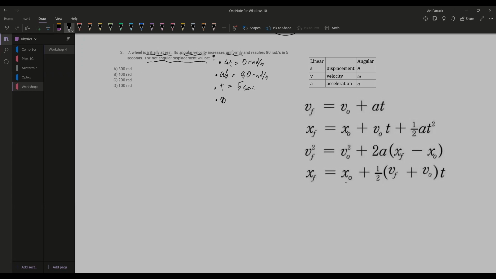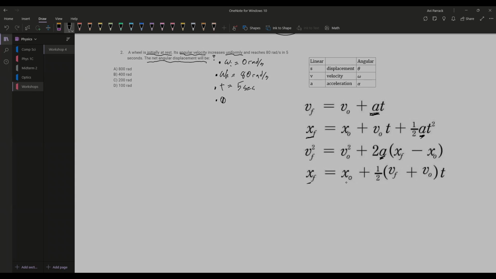I see this one's good, except for acceleration, we don't have, right? We could maybe find acceleration. So this might be okay, but let's see if there's one that's even more direct. This one tells us XF, which is the displacement, if we know the initial displacement and also acceleration. So we don't have that. Let's see if there's anything more direct. This one also has A in it, same problem. What about this one?